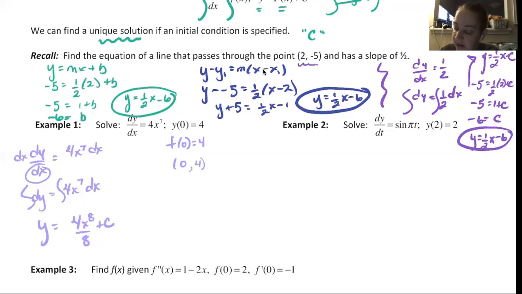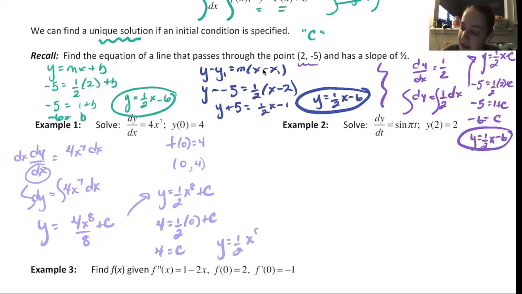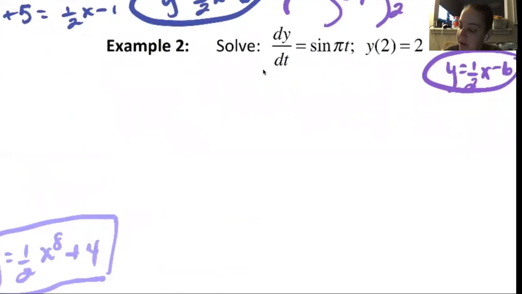Let's simplify this a little bit. So y is equal to 1/2 x to the 8th plus c. If I put in that ordered pair, my initial condition, 4 is equal to 1/2 times 0 plus c. 4 is equal to c. So this becomes y equals 1/2 x to the 8th plus 4. That, folks, is our equation. Awesome. Now, let's zoom in here because we've got a lot going on.